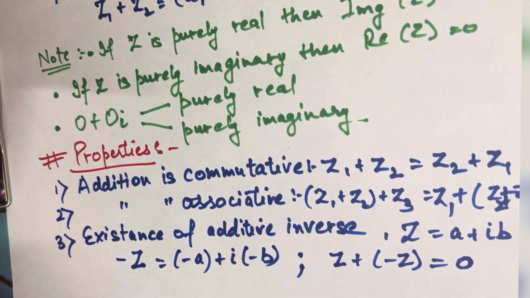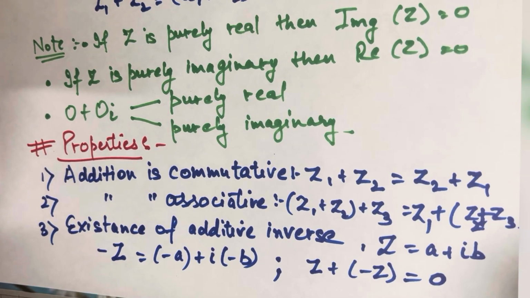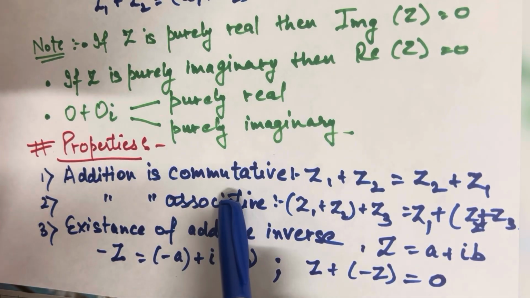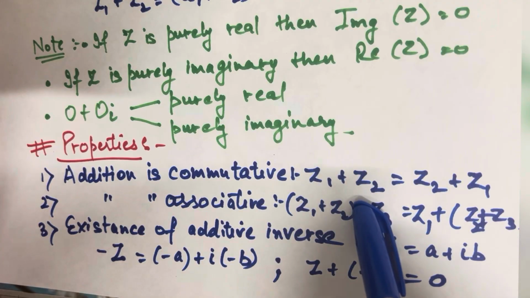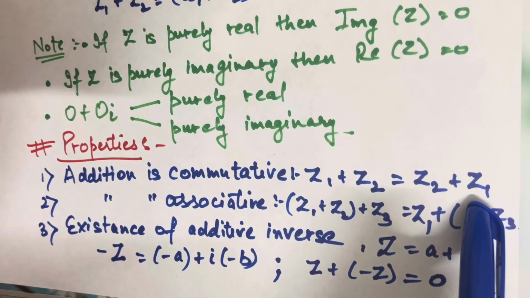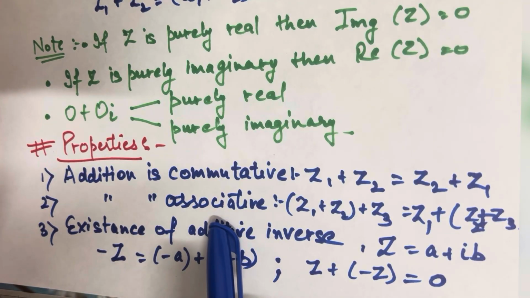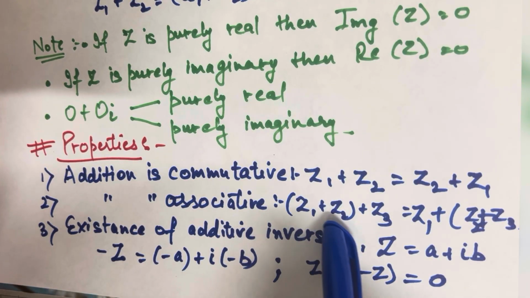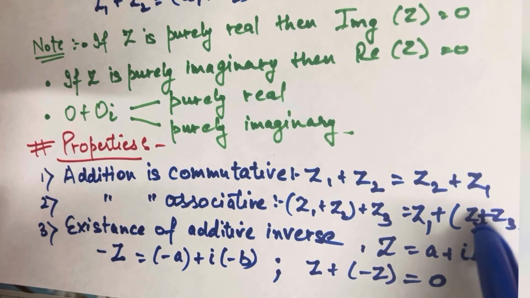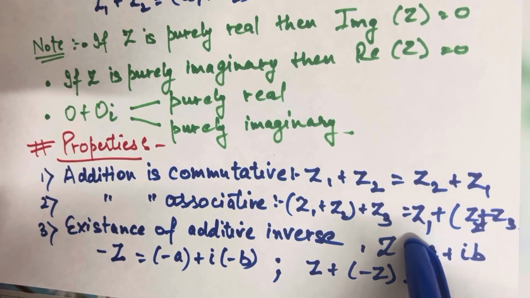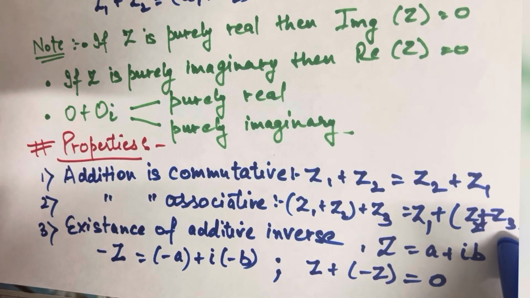So till now we have these three properties, right? What are these three properties? First, addition is commutative. Commutative means whether you are adding z1 to z2 or z2 to z1, you will get the same result. Second, addition is associative, that is first you add z1 and z2, then add z3 to the result, or first you add z2 and z3, then add z1 to the result, and you will get the same result.